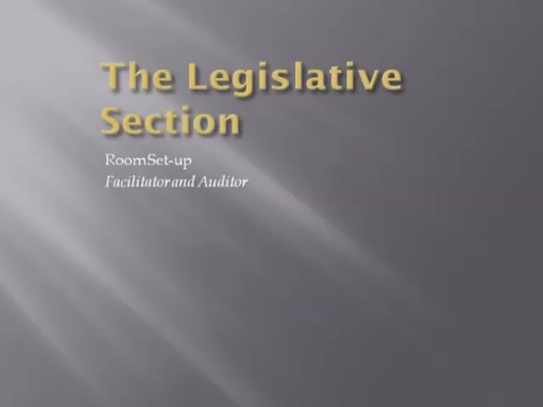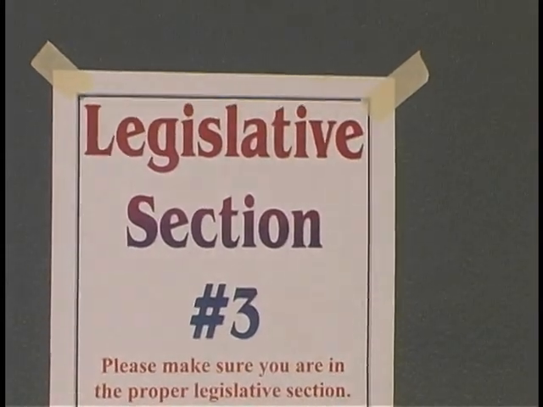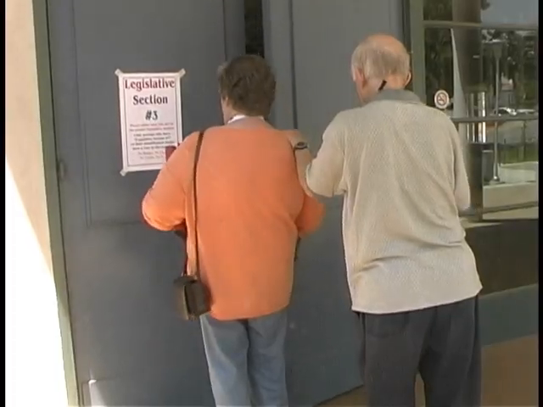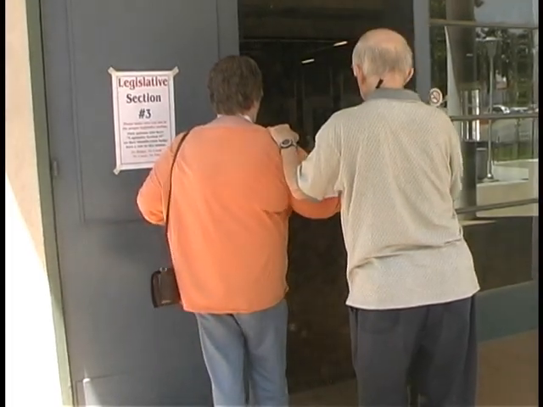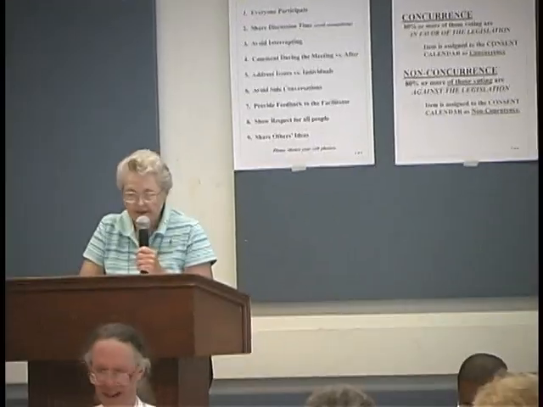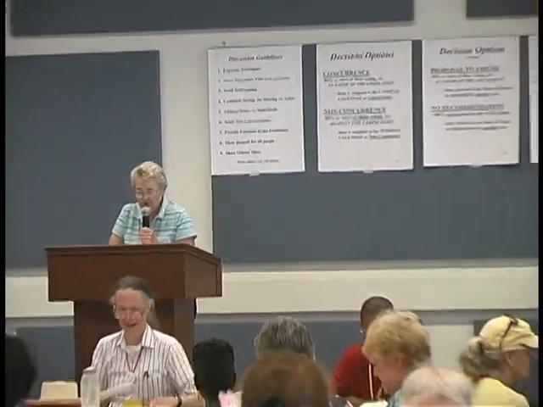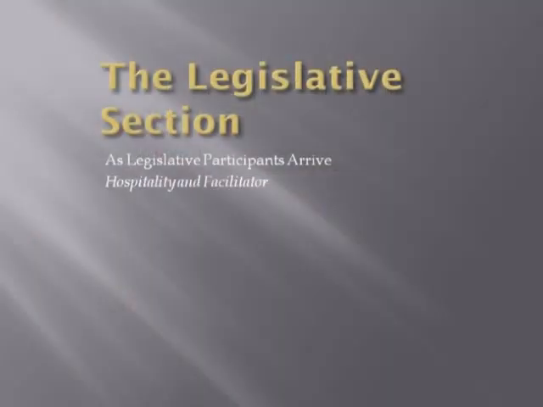45 minutes before the section start time, the facilitator and auditor need to set up the space. You'll need to post a sign that has your legislative section number outside the door of your room so people can find it. Inside, post the provided posters on the walls that explain the discussion guidelines, the voting options, and the agenda.